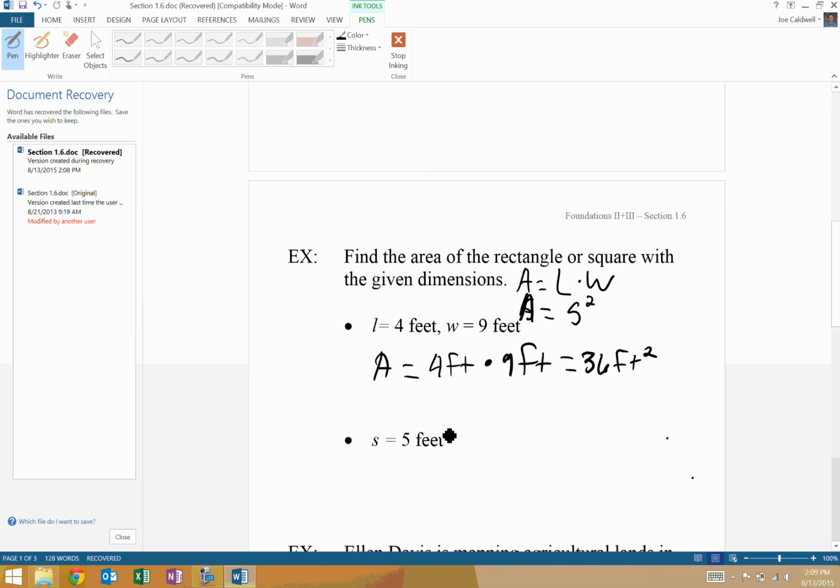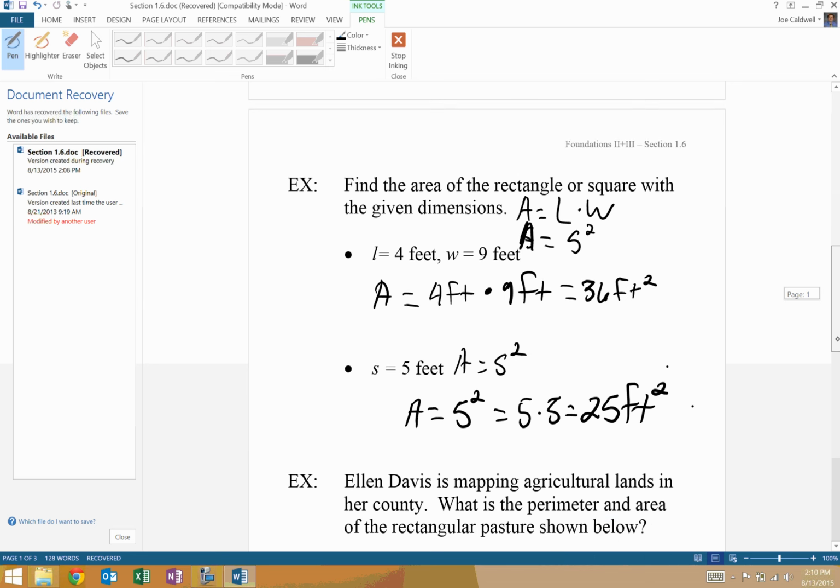Here we have area equals, remember, the side length squared. Okay, so in this case it's going to be 5 squared, which, remember, from our exponent unit means 5 times 5, which means 25 feet. And don't forget the squared part, 25 feet squared.